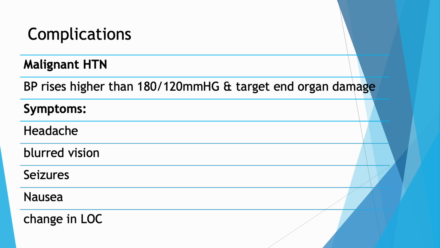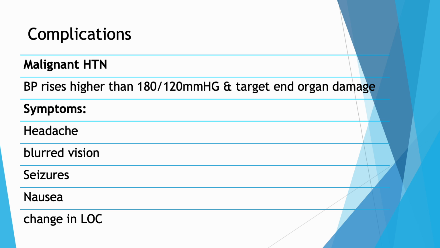But typically what happens is if a patient is on a beta blocker, especially males, right? It can make them impotent. So they just stop taking the medication without telling anyone. Okay, and this is what happens. They get this rebound malignant hypertension. So the blood pressure rises higher than 180 over 120.